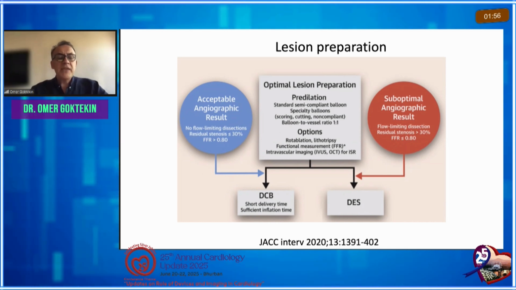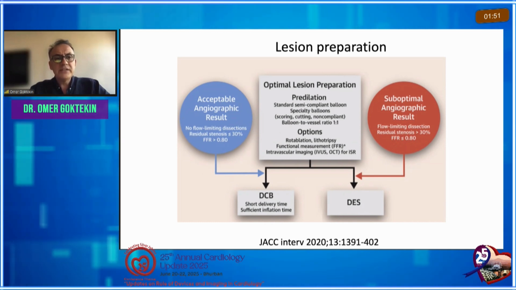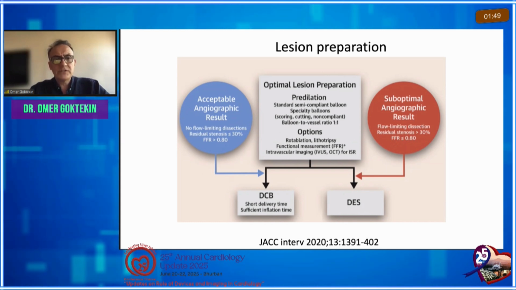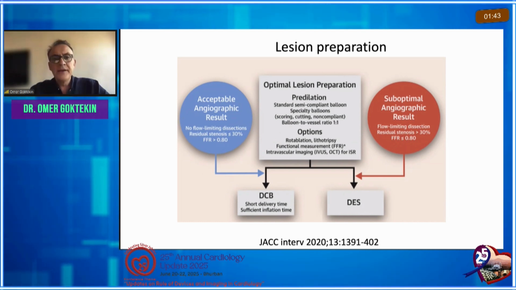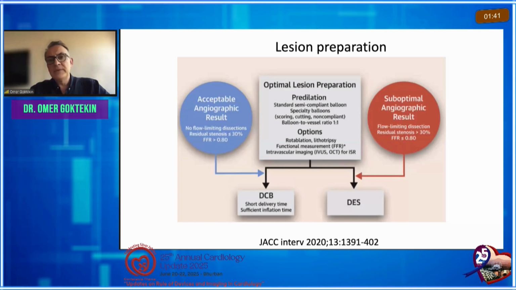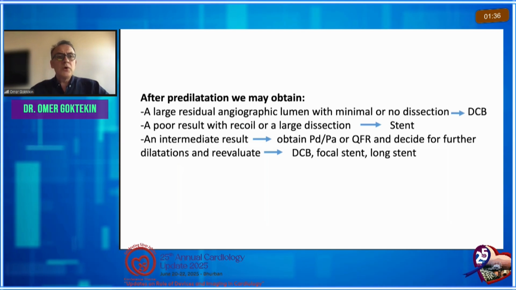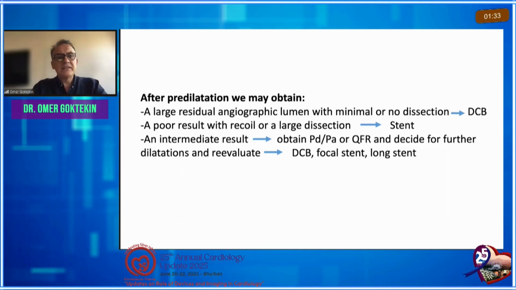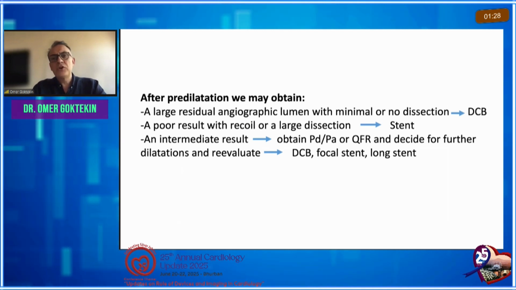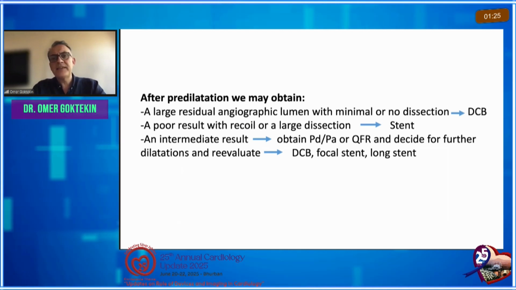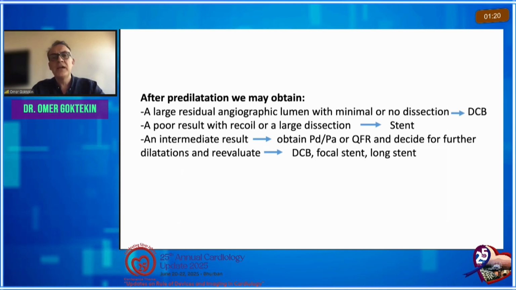If we have an acceptable angiographic result, which means there is no flow-limiting dissection and residual stenosis is less than 30%, or if FFR is higher than 0.80, then we could do DCB right away. If we have a suboptimal angiographic result, then we had better do DES. After pre-dilatation, we could have a very nice result with a large residual angiographic lumen with minimal or no dissection. We call it a stamp-like result. In that case, I think there is no doubt we can do DCB. If we have a very poor result with recoil or large dissection, we had better stent.